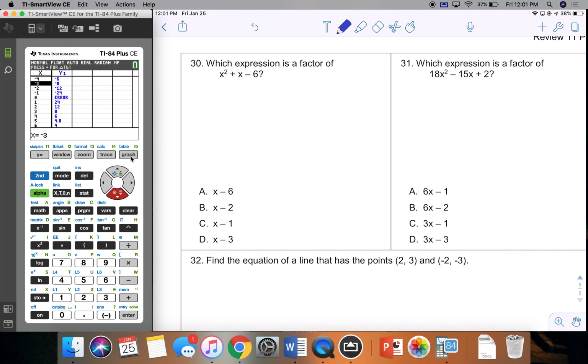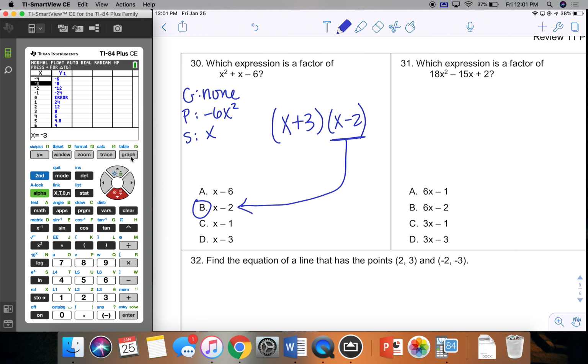Problem 30, they ask which expression is a factor, so basically factor and figure out which one is in my problem. So there is no GCF. This is not a special case, so I use my GPS. Product is negative 6x, sum is x, so I'm looking for, well, I don't need the box because it has an x squared. So 3 and negative 2 would multiply to negative 6 and add to 1, and this factor matches answer choice B.